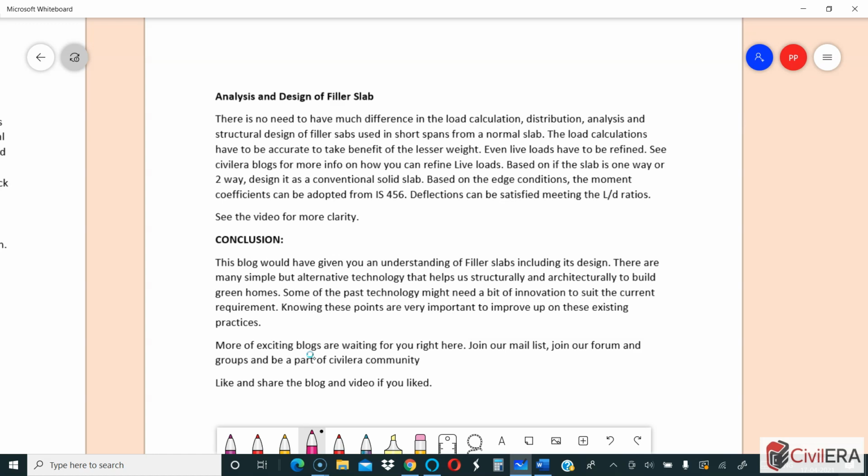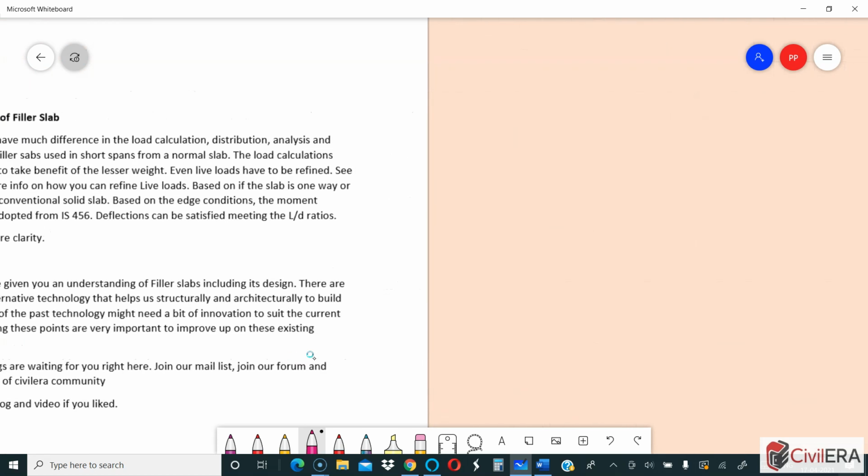So based on all this, you can economize it, and whether the slab is one way or two way, you decide based on the span ratios as in a conventional slab, and then design it as one way or two way based on the ratio. Then, based on the edge condition, you can take the moments from the table in IS 456. I'm not explaining that because it's very much similar to what you have for a normal solid slab, especially when your spans are less and when your filler material is not very wide.